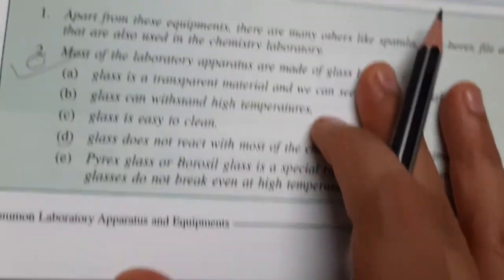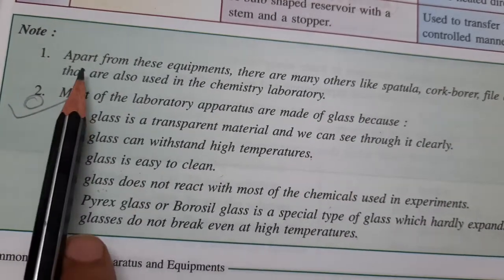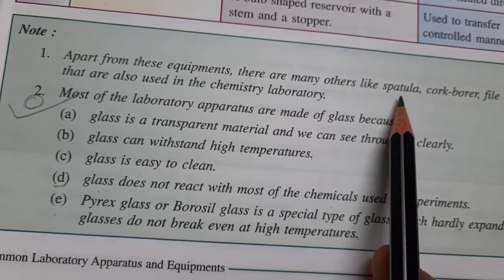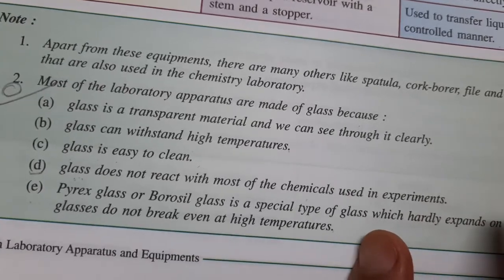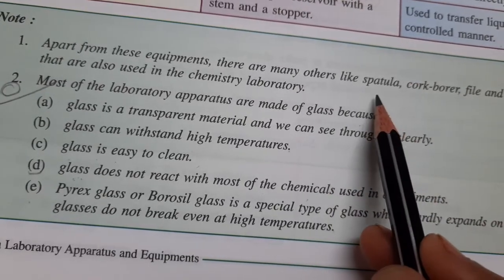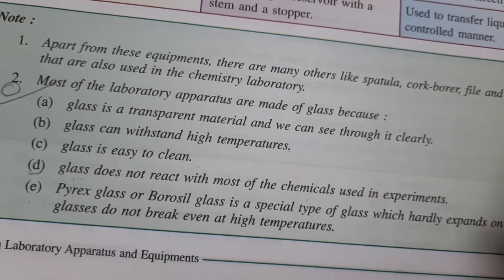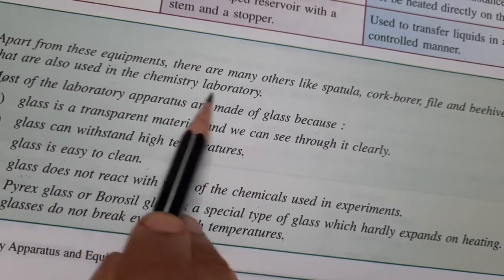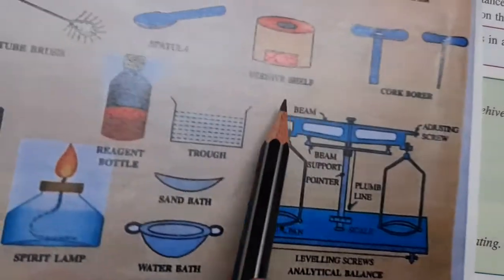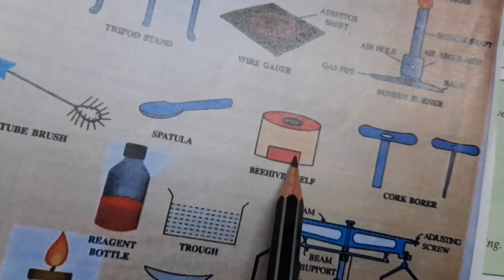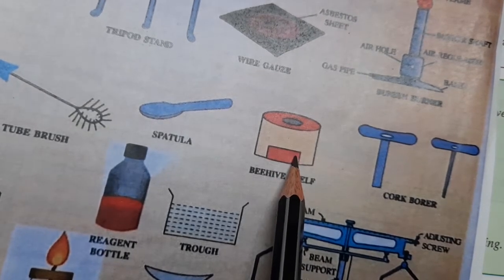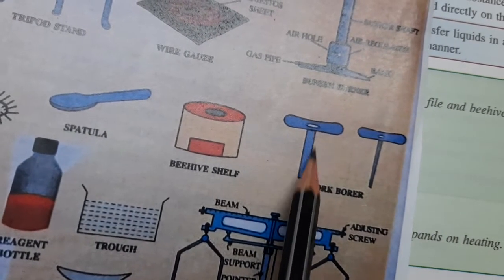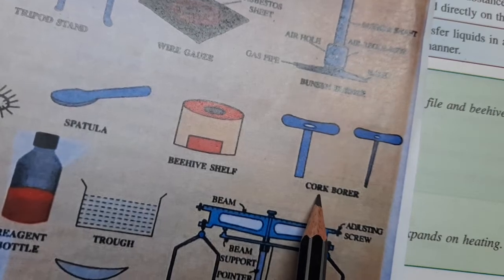Now the next one. Apart from this equipment, there are many others like the spatula, which means a spoon. In a chemistry lab we cannot say spoon, we say spatula. Then the cork borer, files and beehive cells are also used in a chemistry laboratory. The beehive cell looks like this, and it is also used for collecting gas. Then this cork borer is used to apply some pressure.